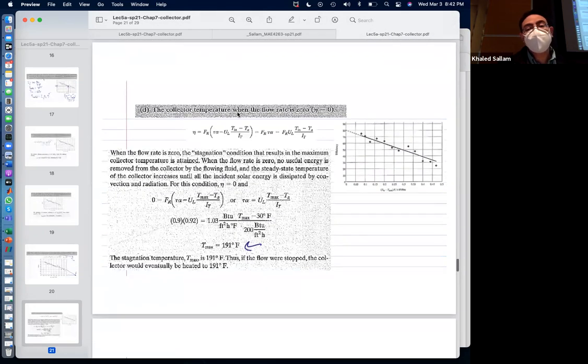Okay, so the collector temperature when the flow rate is 0. Setting eta equal to 0, then this would be equal to this. The losses equal the absorbed energy. The only unknown is Tn, which is T out, which is T max. Notice how when the flow rate is really 0, Tn and T out would be almost the same because the flow is not leaving. It's stuck there. So it's 191 degrees Fahrenheit.